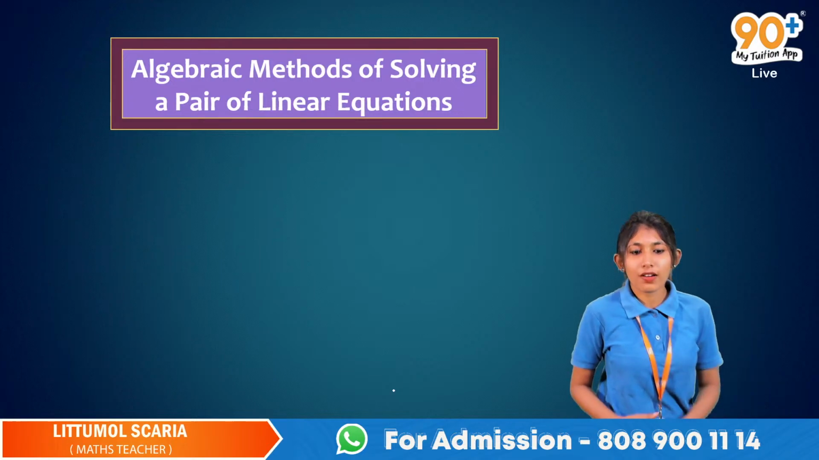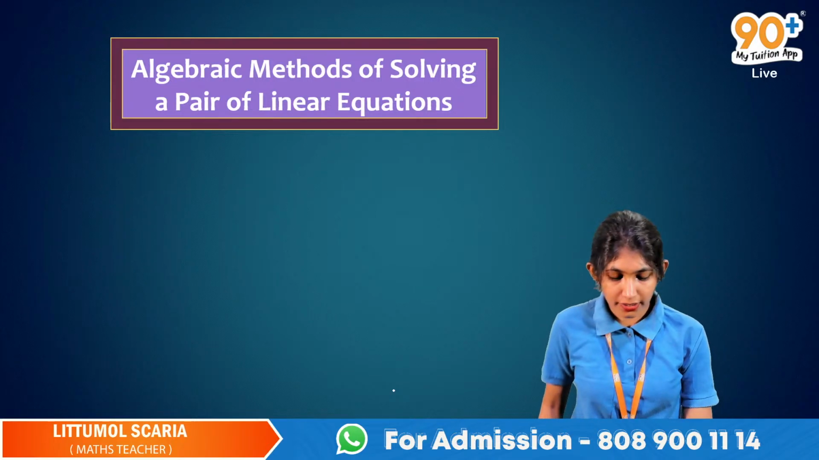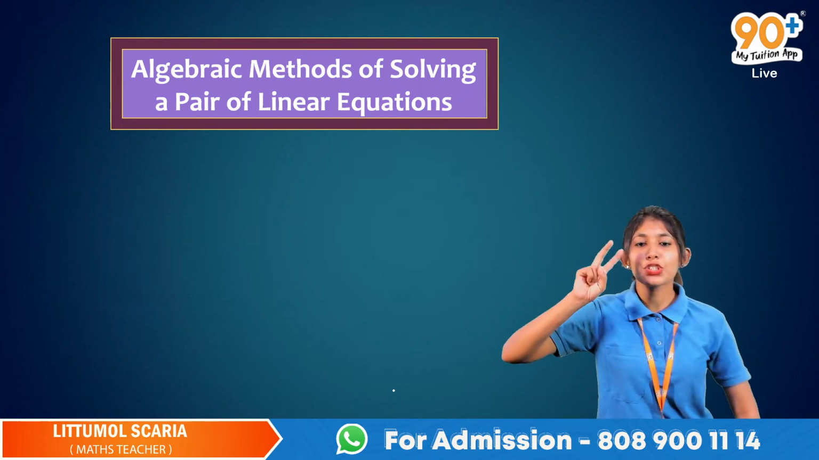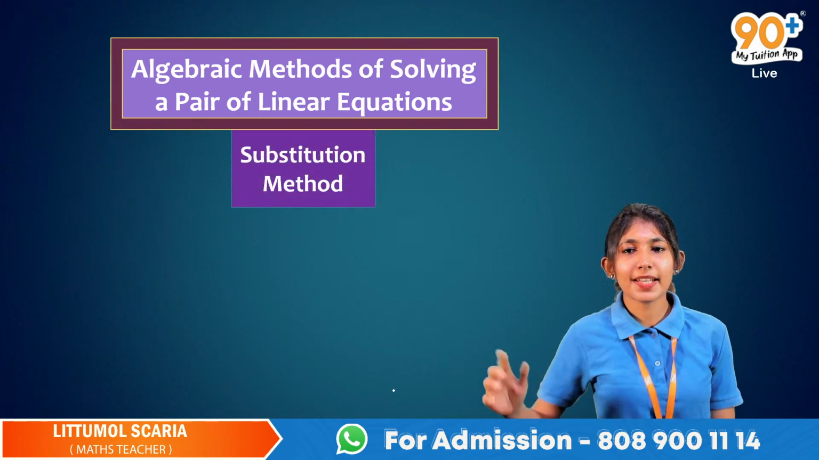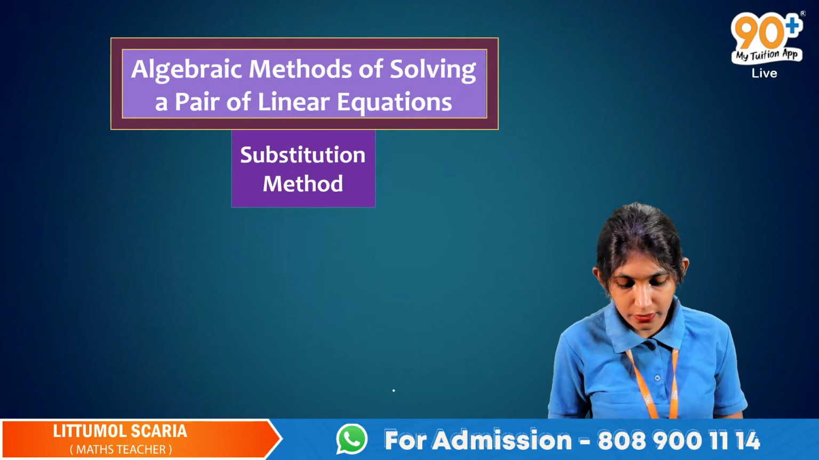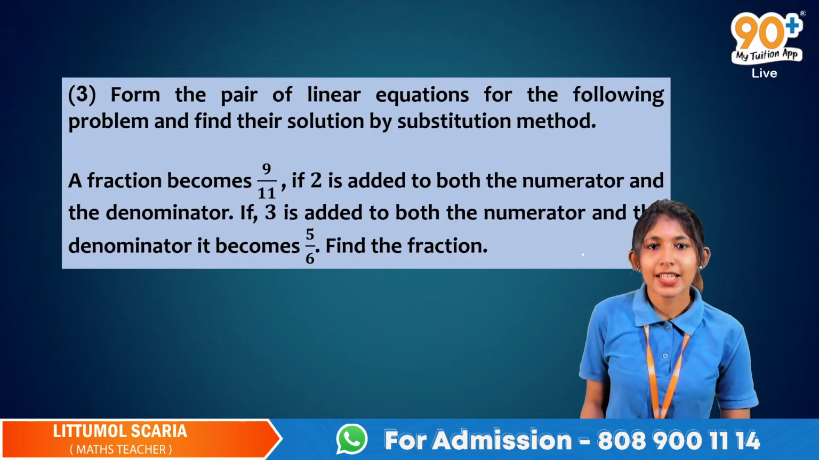Then we saw algebraic methods of solving. So graphical method, now we have the algebraic method. Which are the two algebraic methods? First is the substitution method, the second one is the elimination method. So for the substitution method, we will see a simple problem.